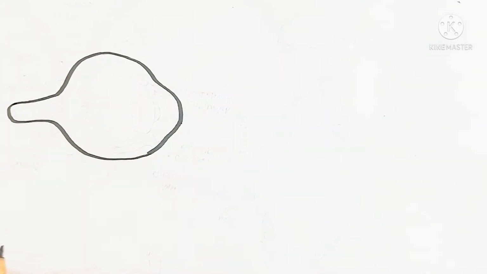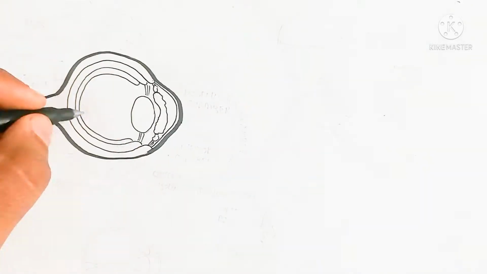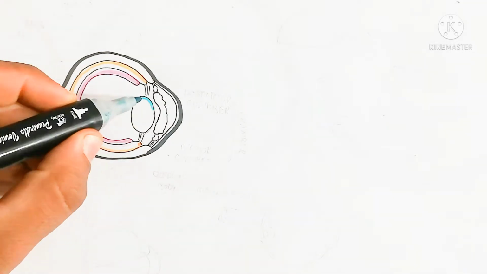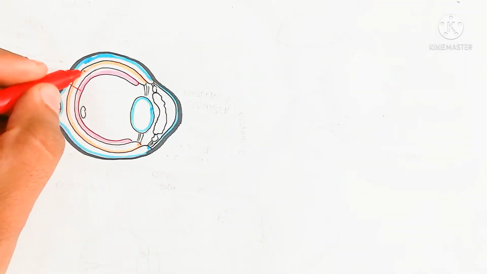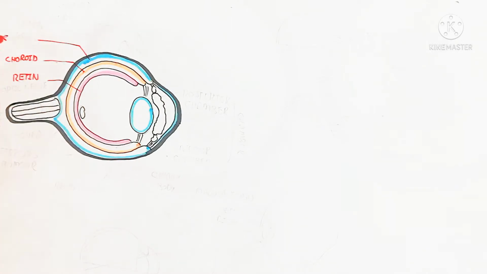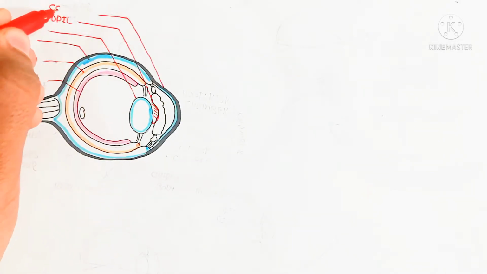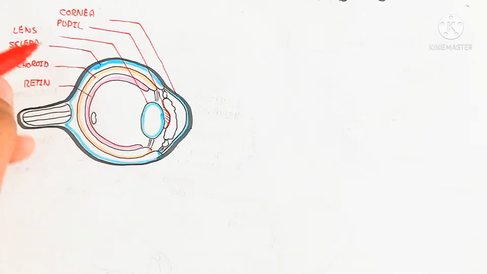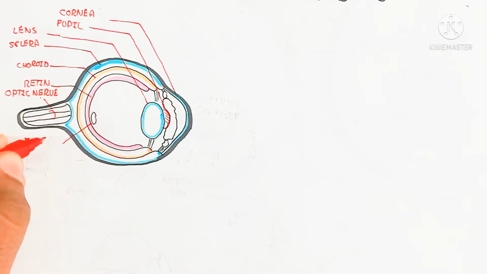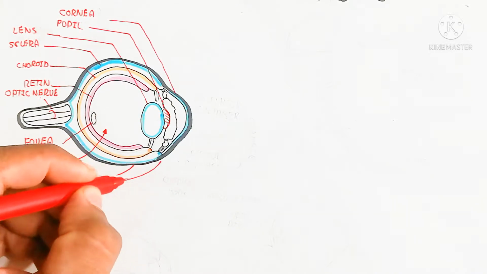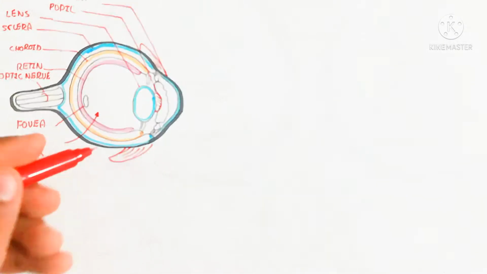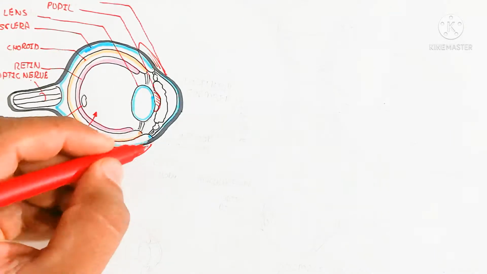First of all, this is the eye, the general structure of the eye. The innermost layer is the retina, while the outermost layer is the sclera and the middle layer is the choroid. And here is the lens, and this is the pupil, which is used for dilation and constriction for light accommodation. This is the cornea, the transparent part, and the iris is also present, which gives color to the eyes and contains the ciliary body.